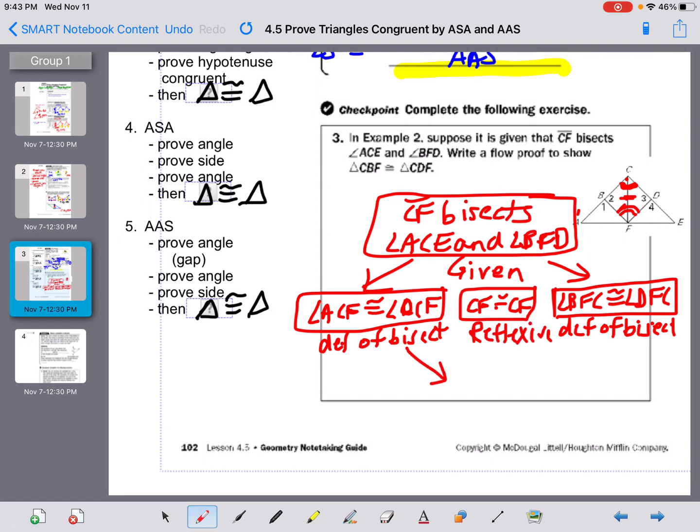Now, if I use this pair of angles, this set of sides, and this pair of angles, I am ready to say that CBF is congruent to CDF. All right, and the reason is I used an angle side angle. I don't know, it's not bad, right? It kind of organizes, it shows you where the information's coming from.